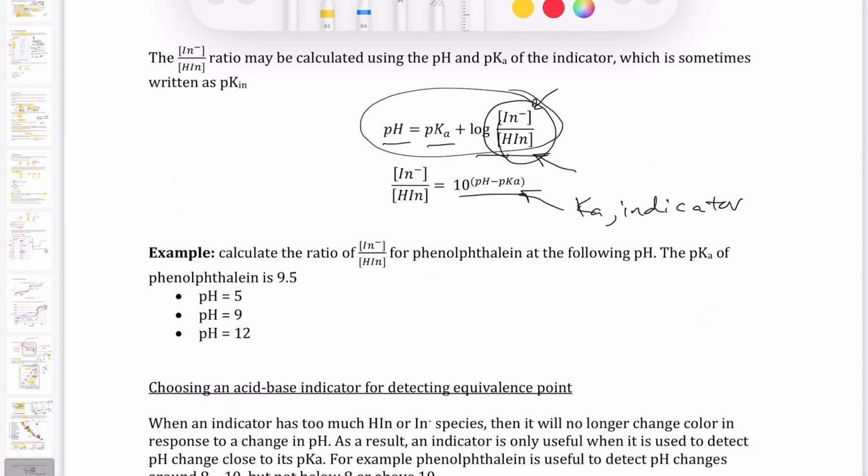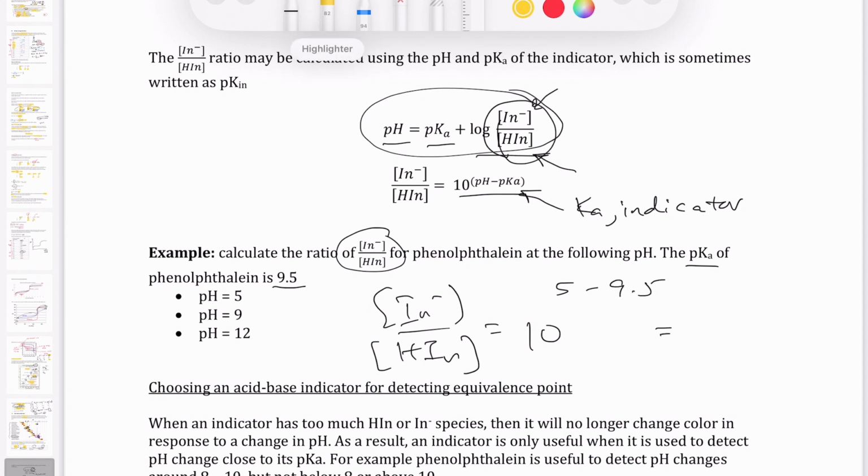So here we have the pKa of phenolphthalein is given as 9.5. They're asking us what the ratio of IN minus to HIN is, and from there we can also tell what color they're going to have, right? If our pH is equal to 5, then the ratio of IN minus to HIN is just going to be 10 to the power of 5 minus pKa, and that ends up being 3.16 times 10 to the minus 5.